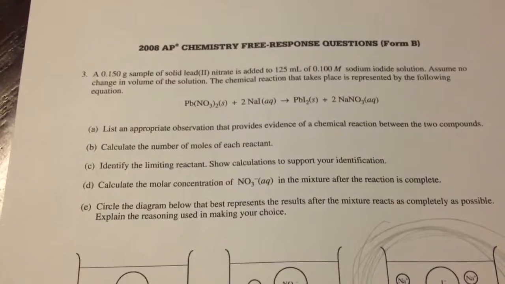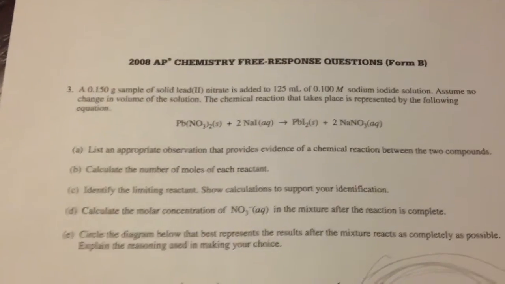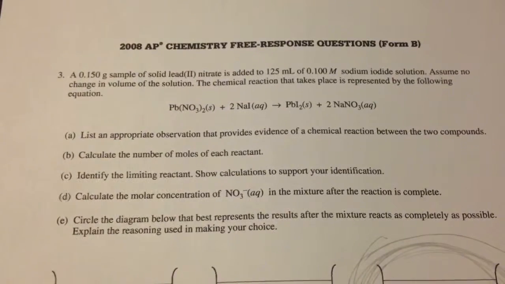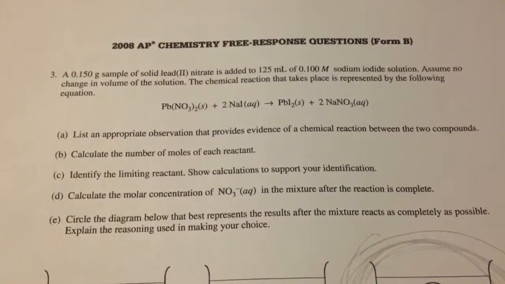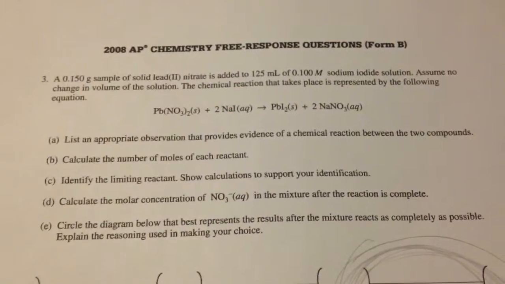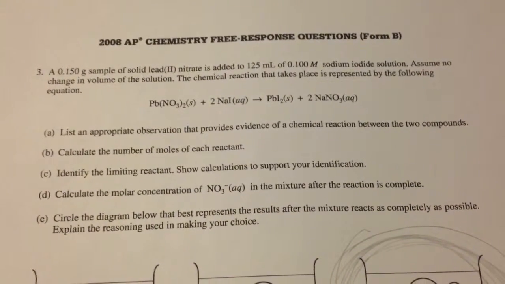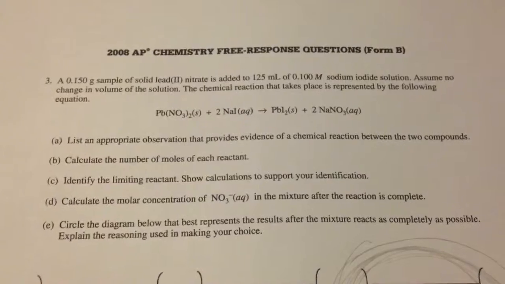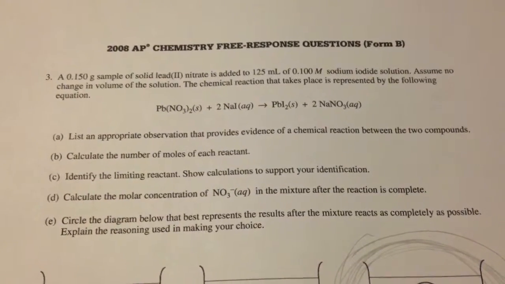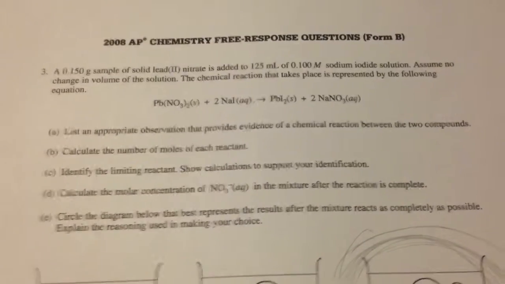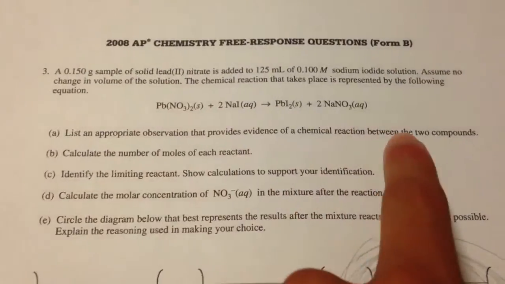Today's problem is: a 0.150 gram sample of solid lead(II) nitrate is added to 125 milliliters of 0.100 molar sodium iodide solution. Assume no change in volume of the solution. The chemical reaction that takes place is represented by the following equation, and this is our equation right there.